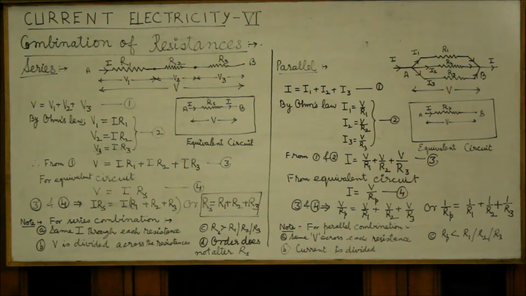For the purpose, let's take three resistances R1, R2 and R3 joined end to end in series. Suppose a potential difference V applied across the combination sends a current I through the combination. This total potential difference V is divided into three parts: V1 across R1, V2 across R2 and V3 across R3, giving us the relation V equals V1 plus V2 plus V3. Let's record this relation as 1.